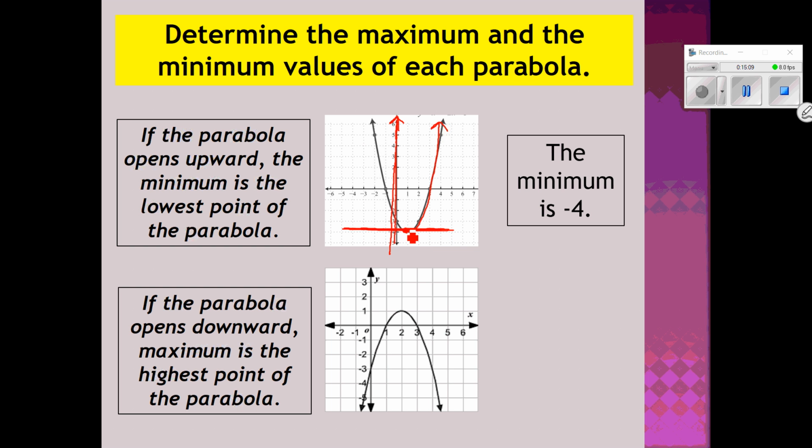When it opens downward, the vertex is the maximum. It's the highest it can be. So the highest value that this could be would be wherever it is on this y number line. Here on the y number line, it was a -4. That was the minimum because everything else was above it. Here, the maximum or the highest point would be a 1. So the maximum is a +1. So you look at the vertex and where it is on the y number line to find it.